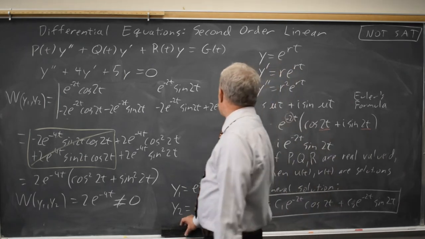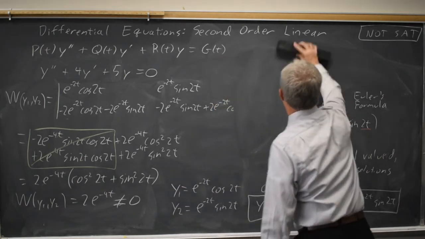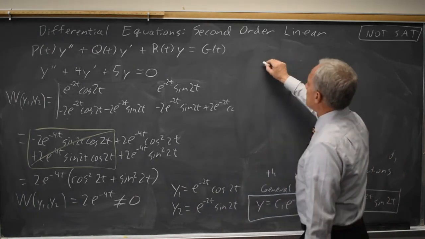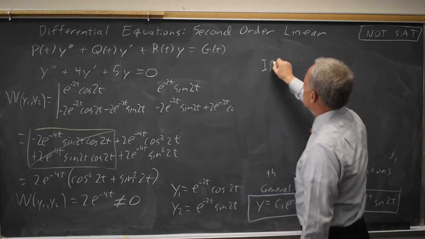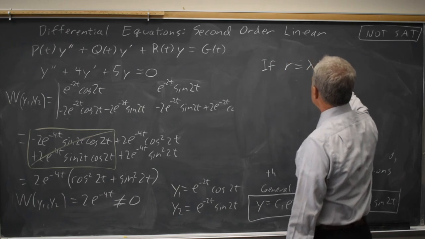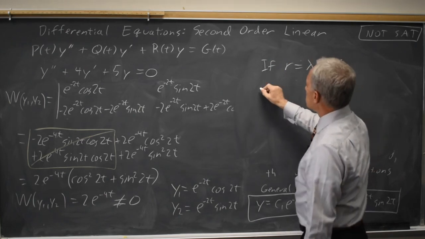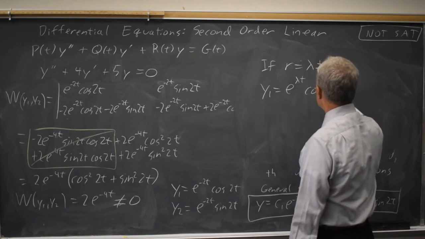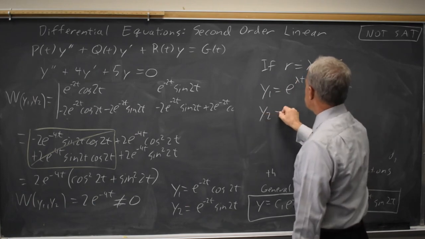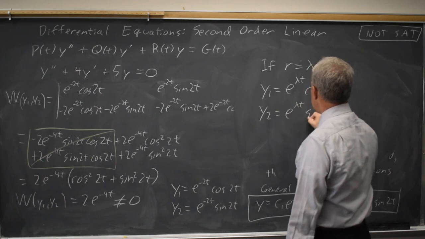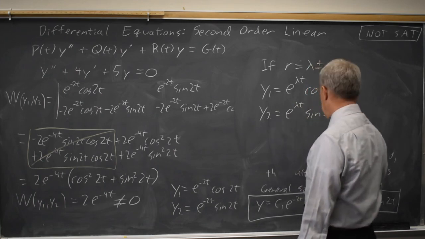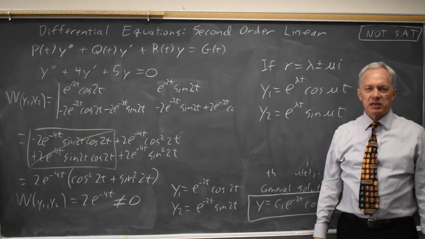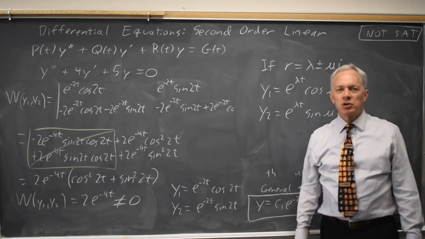Remember that if your characteristic polynomial has roots lambda plus or minus mu times i, your solutions are y1 equals e to the lambda t cosine mu t, and y2 equals e to the lambda t sine mu t. And this is a shortcut that saves the algebra and power series approach to deriving those solutions.